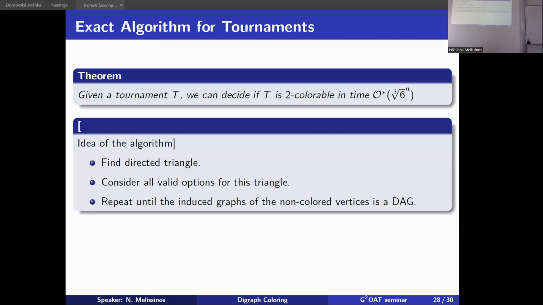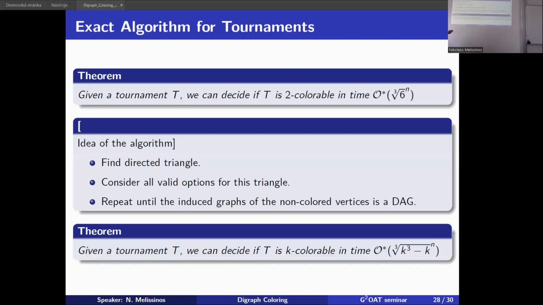Okay, so what we are doing is coloring those triangles, considering all the possible options until the remaining part is acyclic, and you can give just one color for that. Now, this can be generalized a bit and give us this much uglier running time for k colors. But again, the idea is the same, because you have k colors. It's k to the power of 3 possibilities for the triangles, and you need to just remove the ones that are monochromatic. Okay, perfect.